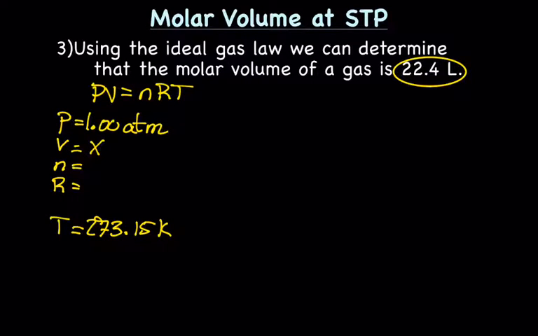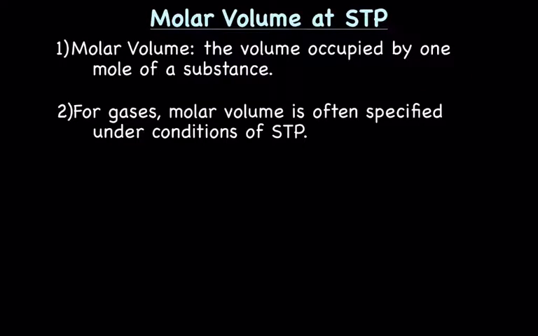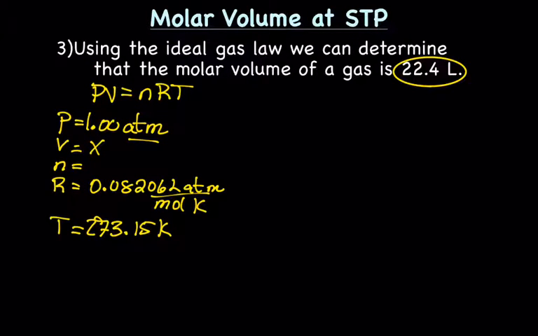Because our pressure unit is atm, the R we're going to use is 0.08206 liters atm over mole K. And what about moles? Remember, the definition of the molar volume of anything is the volume occupied by 1 mole of a substance. 1 mole of a substance, which means our n is 1.00 mole.